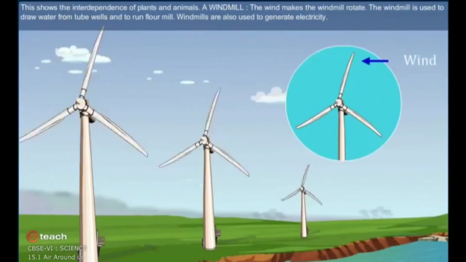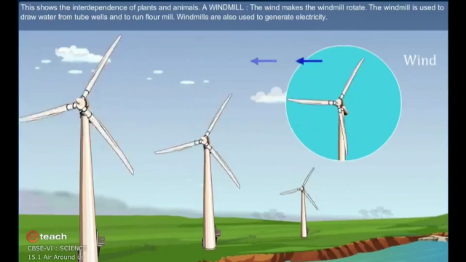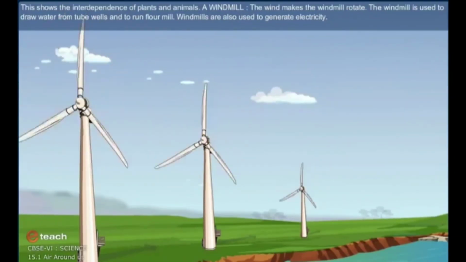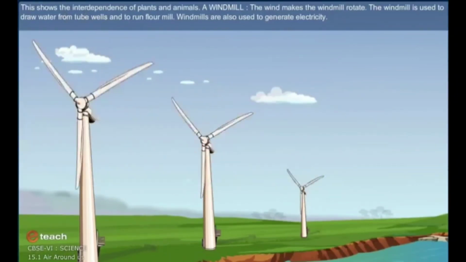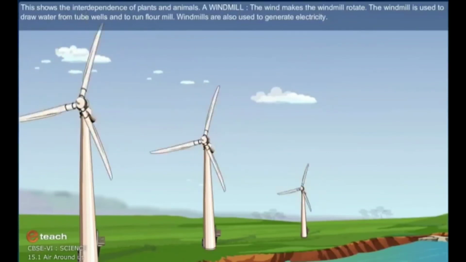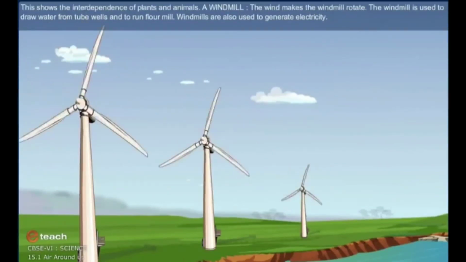A windmill. The wind makes the windmill rotate. The windmill is used to draw water from tube wells and to run a floor mill. Windmills are also used to generate electricity.